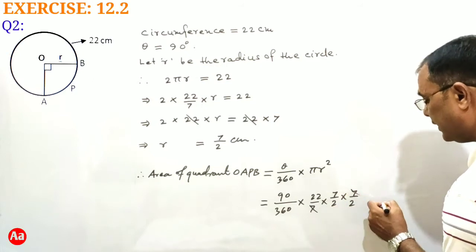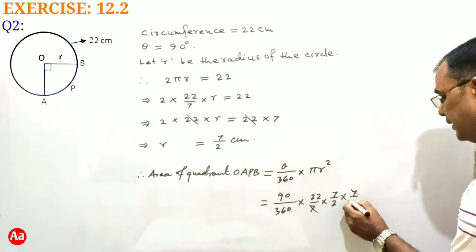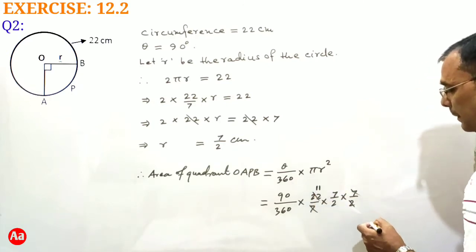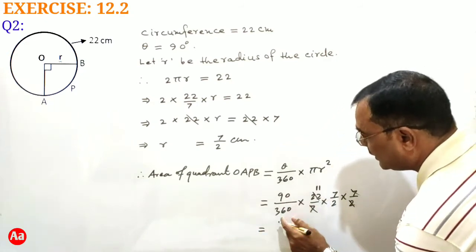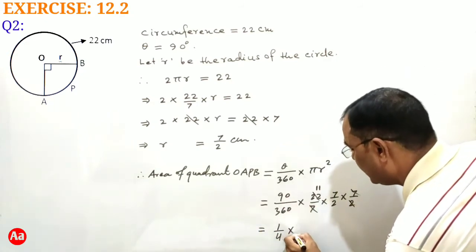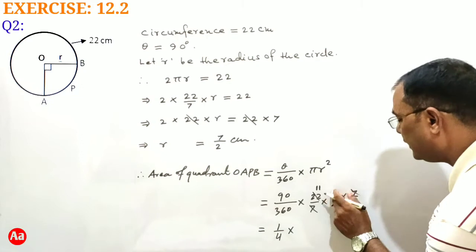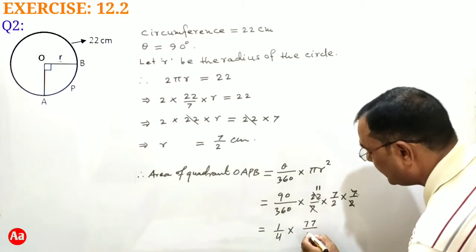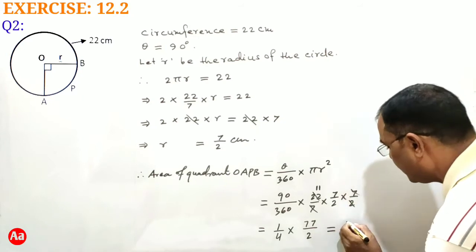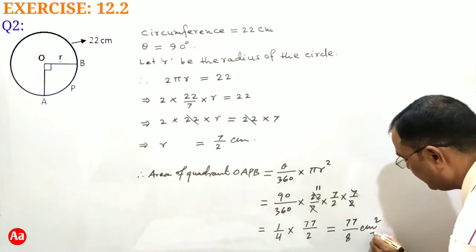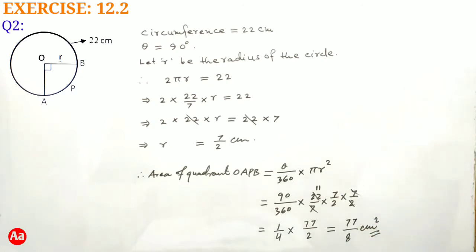This 7 will cancel this 7, and this 2 will cancel 22 11 times. So this is equal to 90 by 360, 1 by 4, into 11 into 7 by 2. 11 into 7, that is 77 by 2. So this is equal to 77 by 8 centimeter square. So this is area of the quadrant of the circle whose circumference is given 22 centimeter.